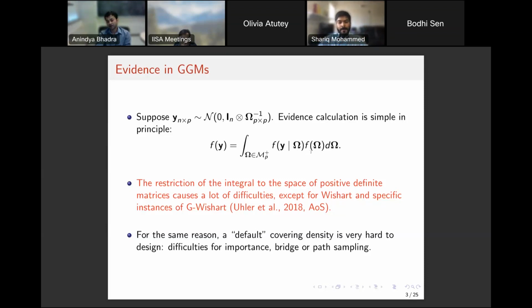And then you have a prior on omega. All densities, I'm denoting them by f, okay? So what you do is that you multiply the likelihood and the prior, and then you integrate out the prior parameter, and then the resulting quantity will involve the data y and whatever the hyperparameters of this prior on omega are. Okay, that's the marginal likelihood.